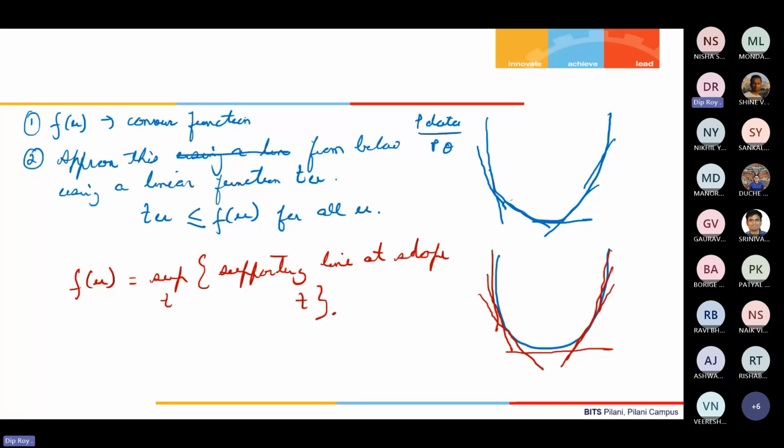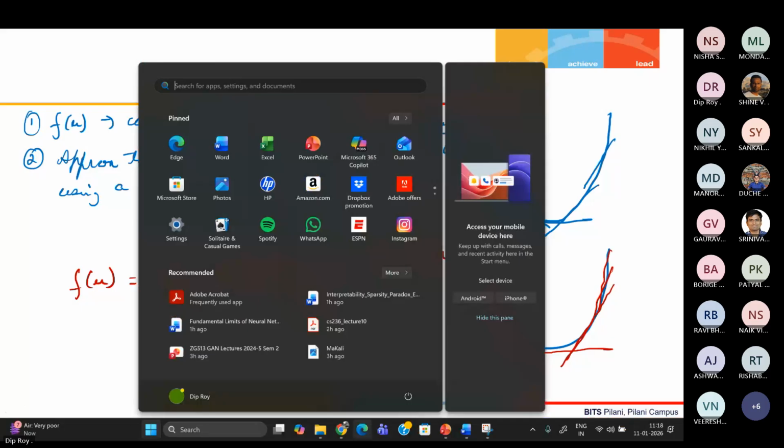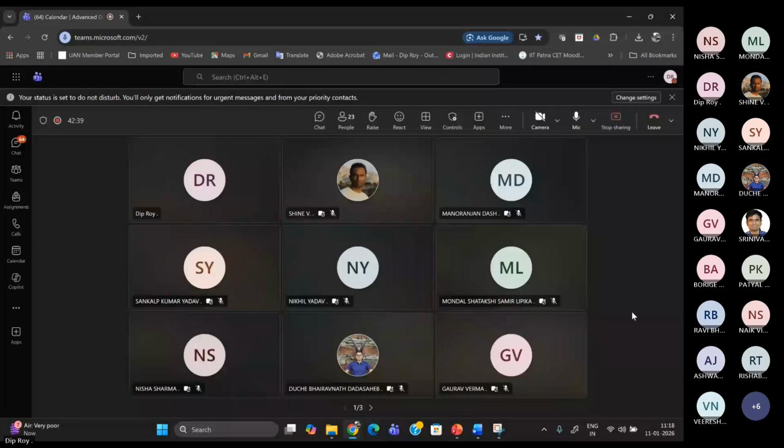All right. Now the question that comes to my mind is, how many of you know what is a supremum? Anyone? Max of min. Max of mean. Exactly.